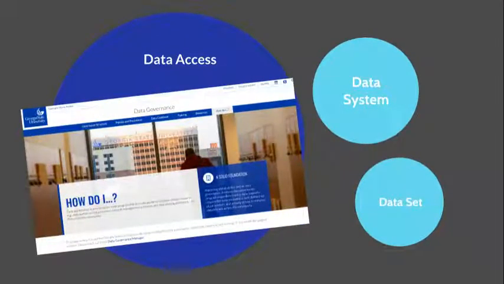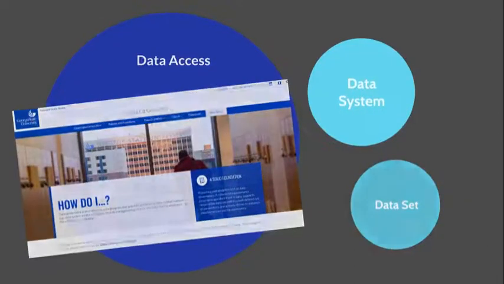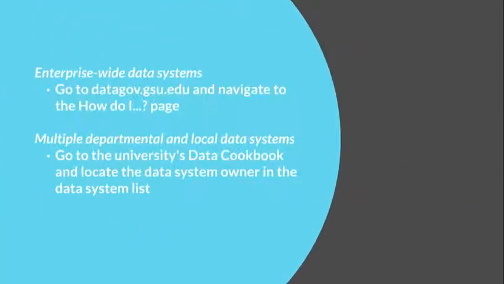Data access. You can access data either A, by gaining access to a data system, or B, through a data set. Let's review those now. A data system can be enterprise-wide, across several departments, or even local. Examples of enterprise-wide systems include our SIS, otherwise known as Banner, our financial reporting system, Spectrum, as well as the data warehouse.